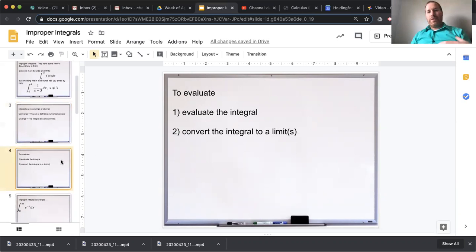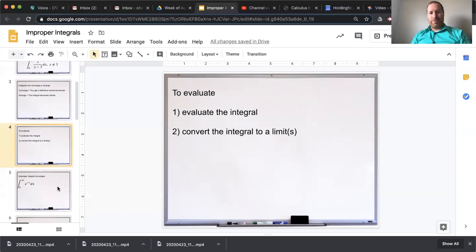And to take care of these improper integrals, the steps to do that are, number one, we're just going to go ahead and evaluate the integral. We're going to figure out the equation part of that. And then we're going to use our ideas of limits to figure out whether it converges or diverges. Does it become a particular number, or does it shoot off to infinity, or perhaps negative infinity as well?